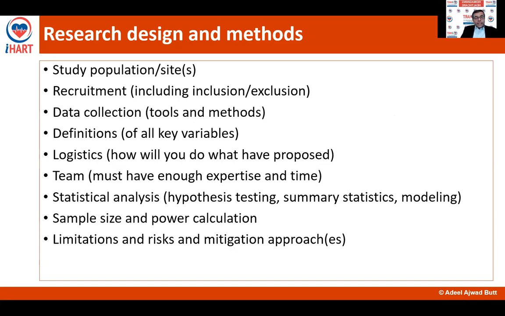In terms of research design and methods, there are several subsections to this part, and generally these are the ones that I list out there. But again, depending on the question that you are trying to answer, there may be a few more subheadings or sections, or there may be a few less. But you always have to define the study population and where you're going to recruit the population from. What will be the exclusion and inclusion criteria for the subjects for your study? How will you collect data? What are the tools? What are the methods you will use? How do you define all variables that are going to go into your study?